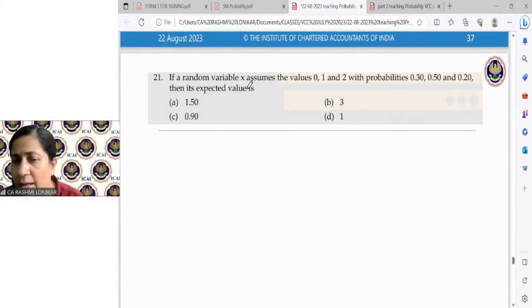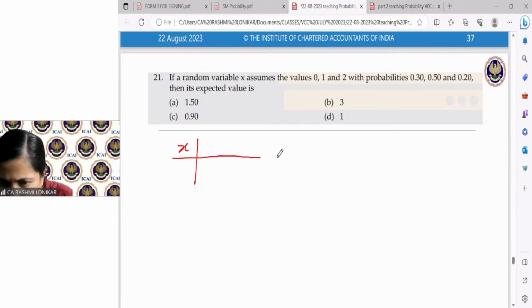I have with you: if a random variable x assumes the value 0, 1, 2 with the probabilities as given, then the expected value is. Okay. Remember we did the expected value table. X, what are the values? 0, 1, 2. Then you have P.